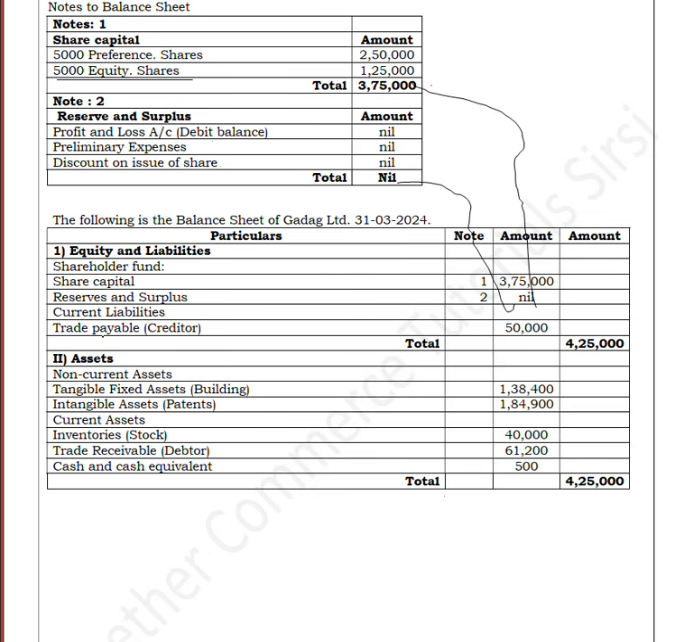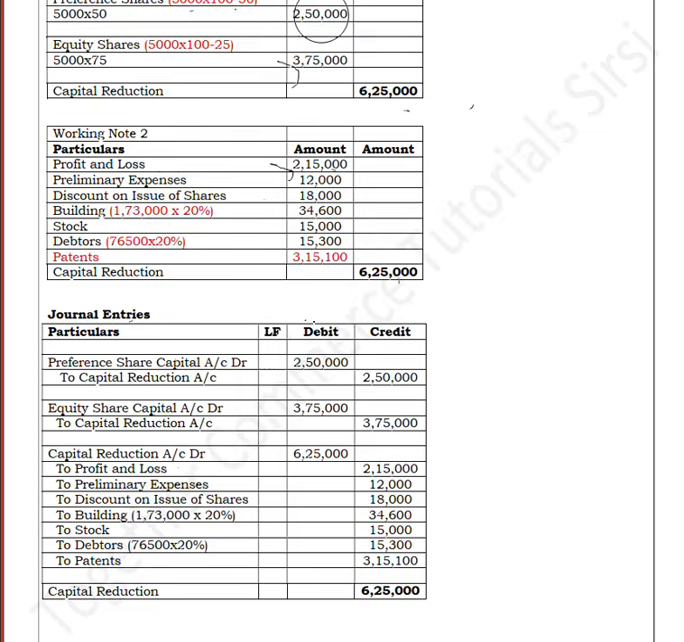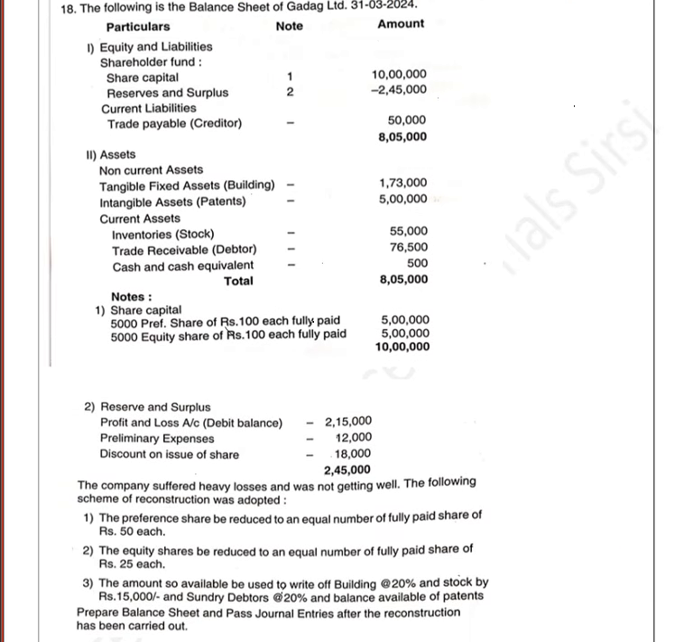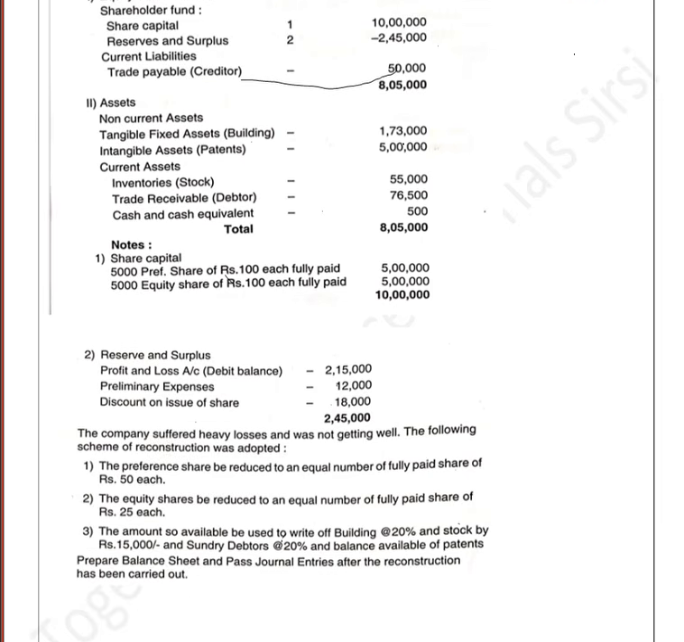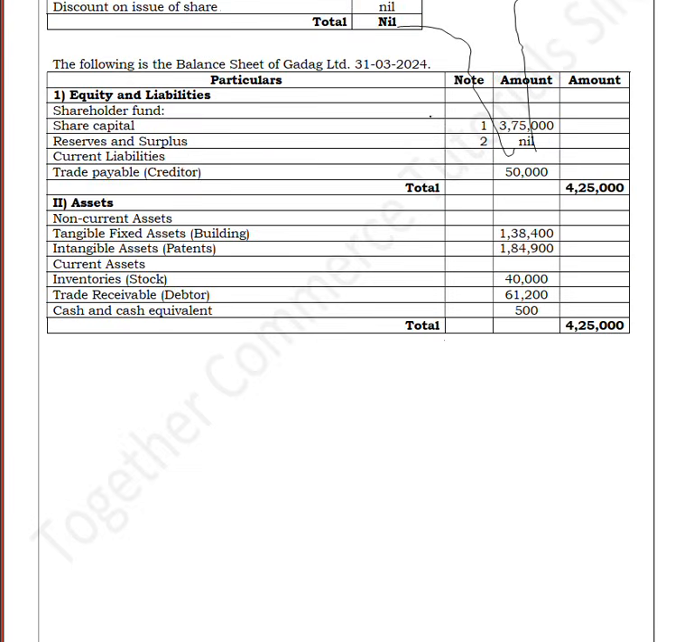Now what about this trade payable, the creditor? We have not touched this in the solution. So as it is, we should write it. The creditor is 50,000, the same 50,000 should come, because we have not done anything with the creditor. Okay, so again question minus solution. In the question it is 50,000, in the solution nothing, nil. 50,000 minus nil is 50,000. Then if you add these two amounts you will get 4 lakh 25.